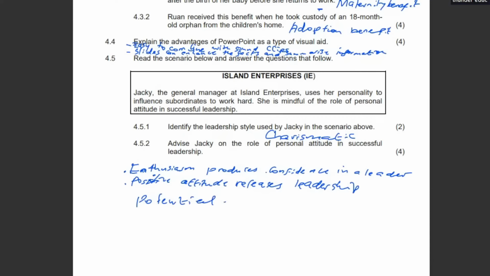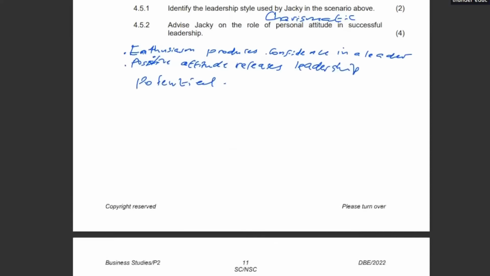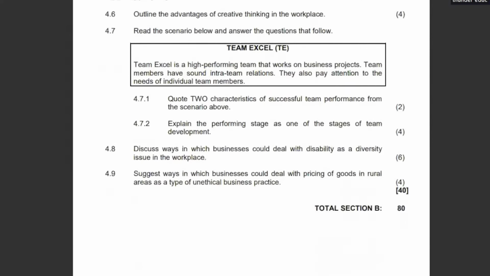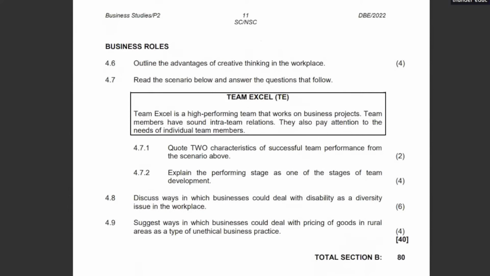Okay, right, great, House. So now let's move on to the next question. The next question we have is 4.6. So 4.6 reads as follows. Outline the advantages of creative thinking in the workplace. Creative thinking is very important in the workplace. So now we should outline the advantages of this creative thinking at the workplace.